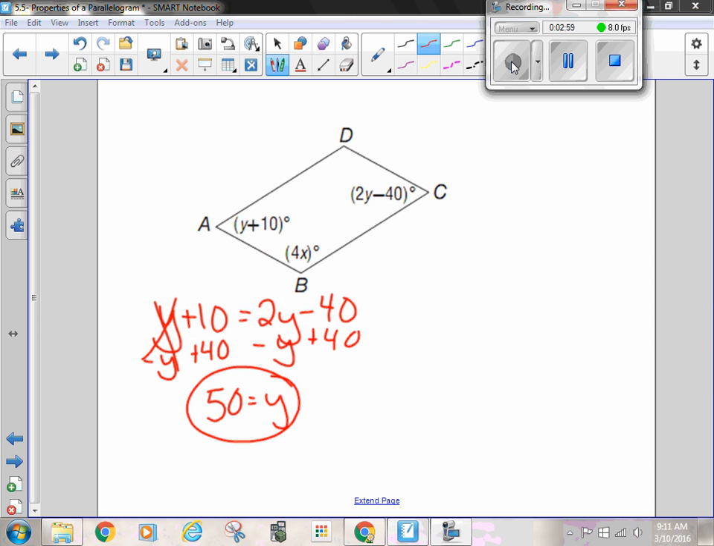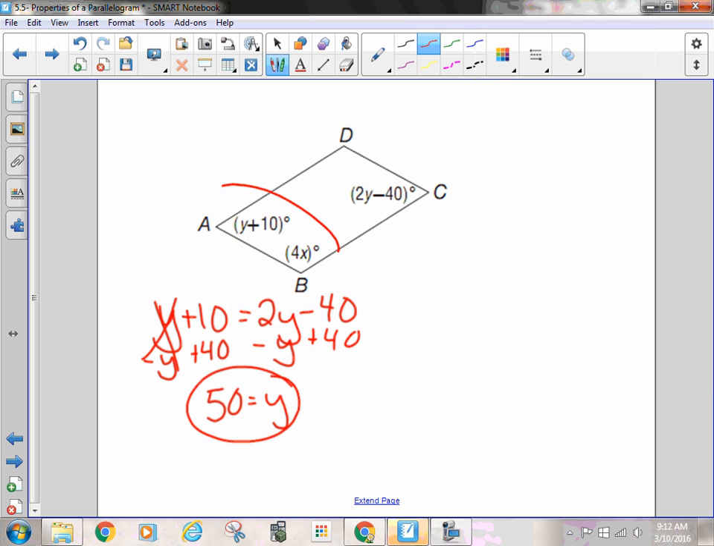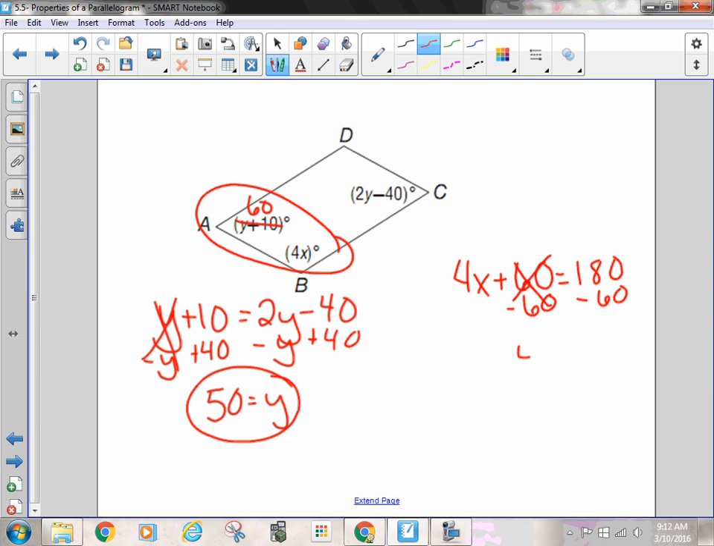So now I can use that to help me find my x. Now I only have one x up there still, but I do know that my consecutive angles are supplementary. So I'm going to use these two. I'm going to plug 50 in for y, so that makes this 60. So now I can say 4x plus 60 equals 180. I'm going to subtract my 60. So I have 4x equals 120. So x equals 30. So in this picture, I used both the idea that my opposite angles are congruent and my consecutive angles are supplementary.